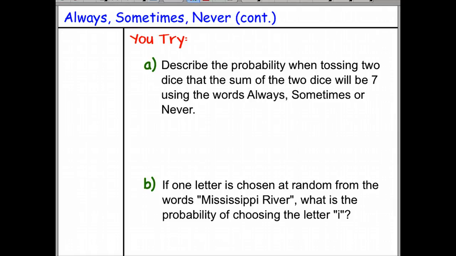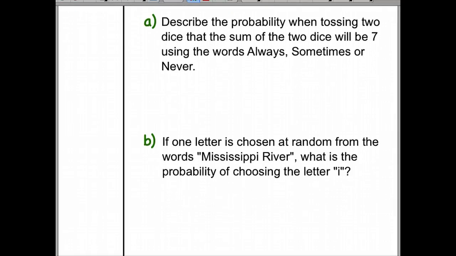Before you move on any further, the first thing you're going to do, and this is all going to be done while you're home tomorrow, I want you to describe the probability, if you're tossing 2 dice, that the sum of the 2 dice will be 7, using either the words always, sometimes, or never. And then if one letter is chosen at random from the words Mississippi River, what is the probability of choosing the letter I? Once you have done this, and obviously written your summaries as well, you have a worksheet.